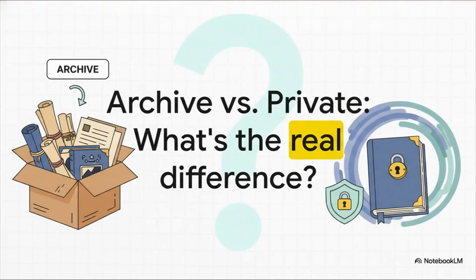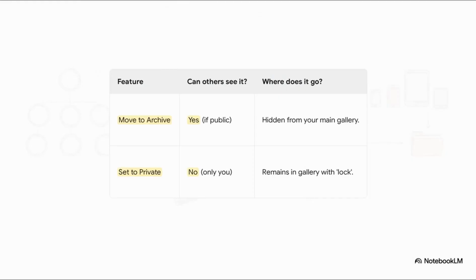This brings up a common point of confusion. A lot of people see that archive button and they think it's a way to make something private. So let's clear that up right now, because it's not. Just look at this breakdown. Moving a photo to your archive is purely an organizational tool. Think of it like putting a file in a filing cabinet. It just declutters your main view. If that photo is public, it is still public and visible everywhere else. To truly hide something from everyone, you have to explicitly change its setting to private. And that's when you'll see that little lock icon.